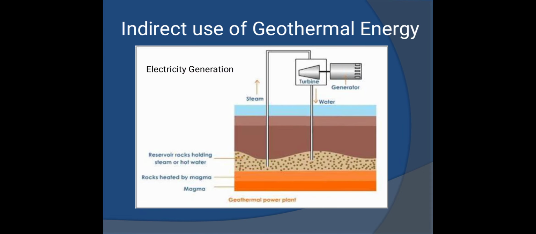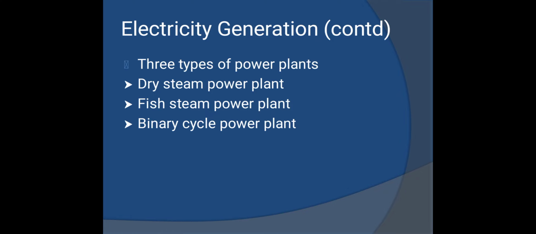Indirect use of geothermal energy. This is the figure of a geothermal power plant. In a geothermal power plant, for electricity generation, there is mainly a turbine, generator, water, steam, and reservoir rock, with steam coming out of water or rock heated by magma. There are three types of power plants: dry steam power plant, flash steam power plant, and binary cycle power plant. These are the three types of power plants used in electricity generation.